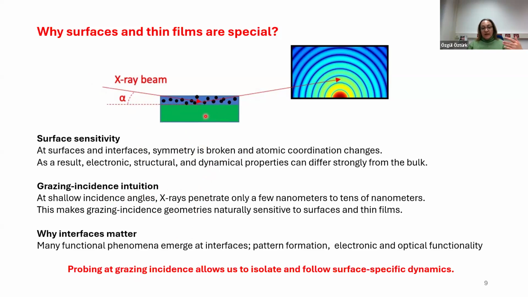Let's say you have a silicon substrate, and on top of your silicon substrate, you have a titanium layer, for example. So there's an interface in between, and this is really important. Many things are happening here at the interface. Some patterns could form, electronic and optical properties could change. Therefore, probing at grazing incidence at shallow angles allows us to isolate and follow the surface-specific dynamics. These top layers, I mean, from a few nanometers to tens of nanometers.